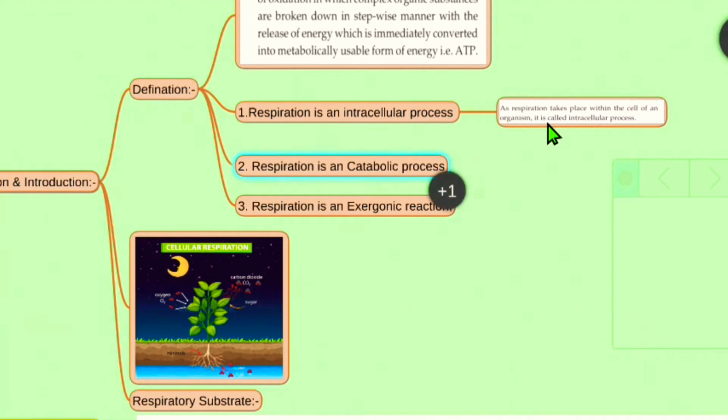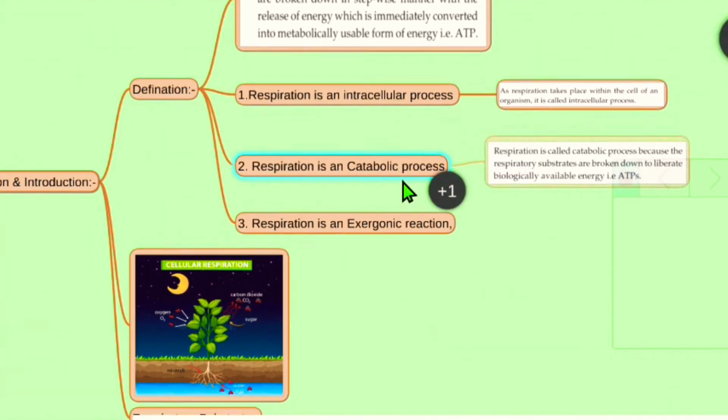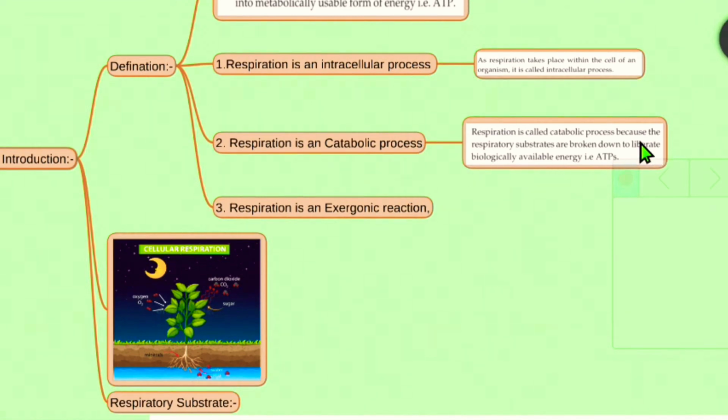And second one, respiration is a catabolic process. See here, respiration is called a catabolic process because the respiratory substances are broken down to liberate biologically available energy. Broken down means catabolic and formation means anabolic. That means photosynthesis is an anabolic process and respiration is a catabolic process. In photosynthesis the ATP is used, and in respiration the substances are broken down to liberate energy, which means in respiration the ATP is released.